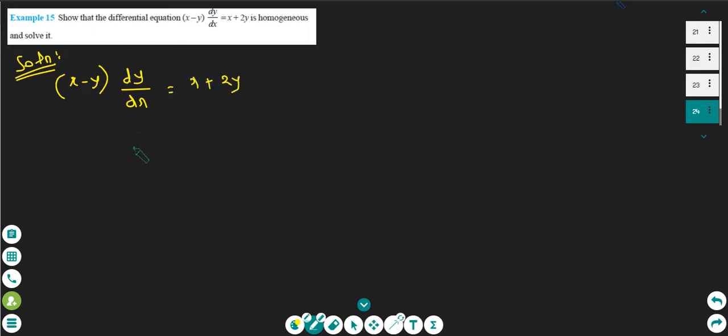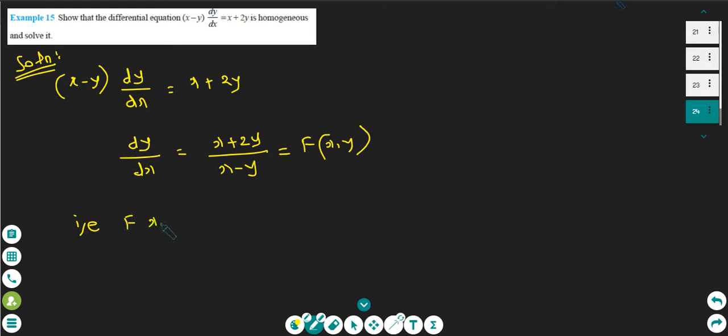We write this in the form dy by dx equal to f of x comma y. So this can be written as x plus 2y divided by x minus y, which is nothing but f of x comma y. I know that f of x comma y is equal to x plus 2y divided by x minus y.